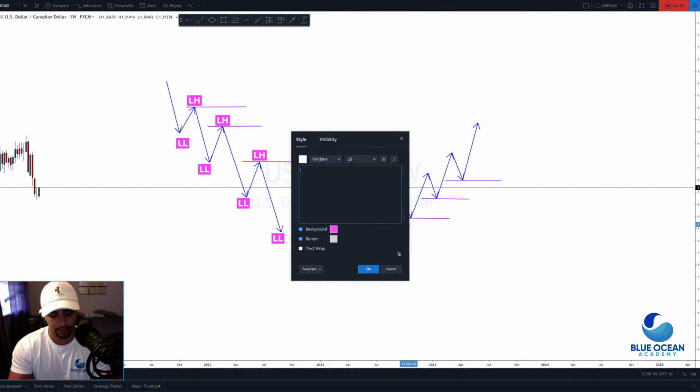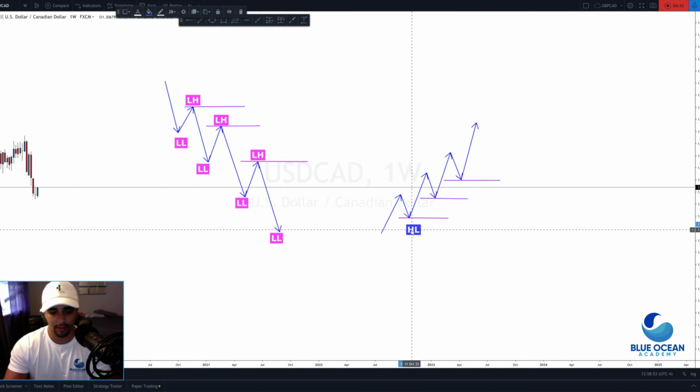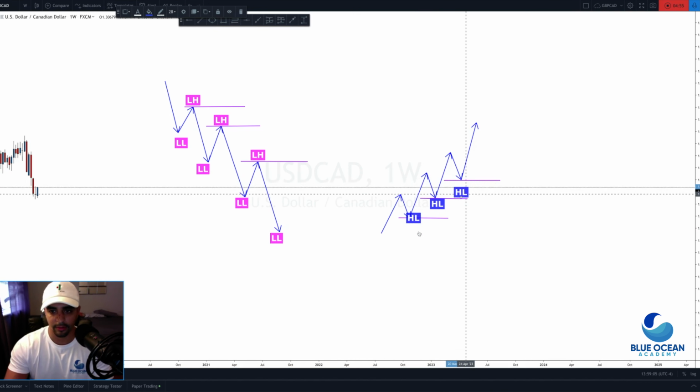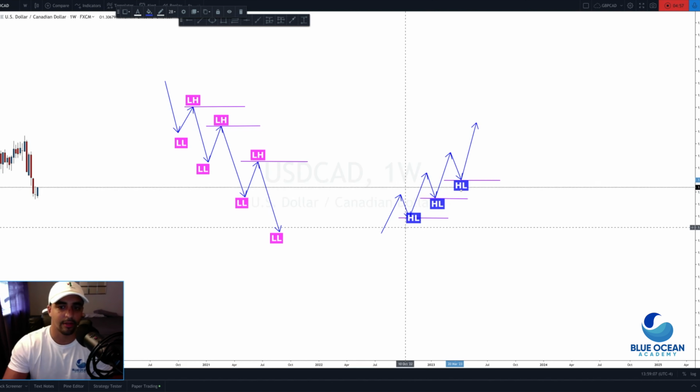I'll change the color for this one and make it blue since we're going up. So these floors, right? This floor is higher than this floor, which makes this a higher low. This floor is higher than this floor, which makes that another higher low. So this is what you see on an uptrend.